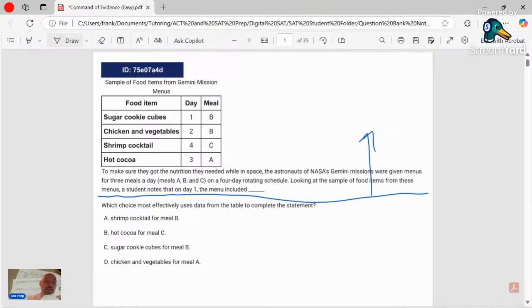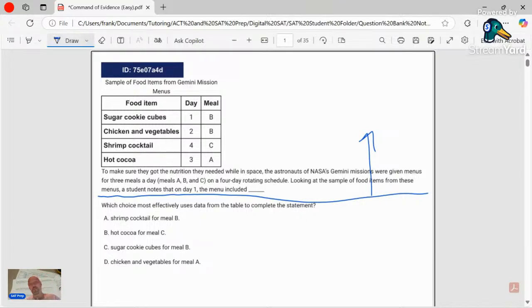Now, I find that, especially on the easier questions, all of the answer choices are going to mention what the question is asking. So on these, you're better off checking the table data first to see which answer choices are not accurate to the table data. So whenever you see "uses data from the table to complete the statement," first check if the data is accurate.